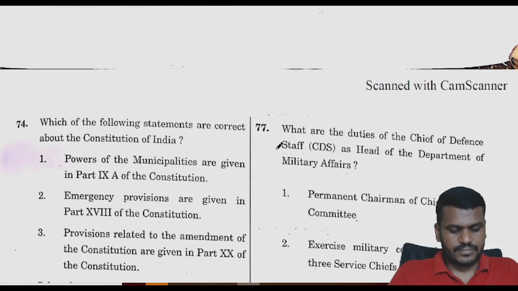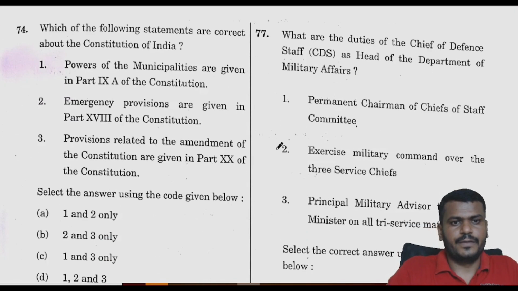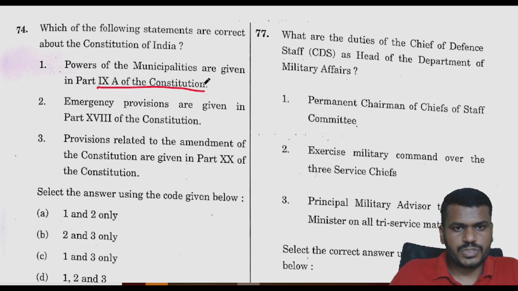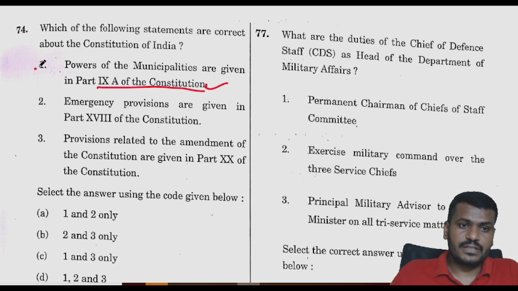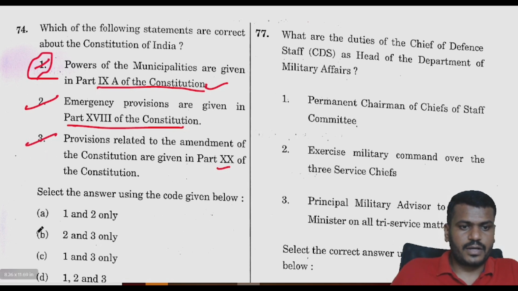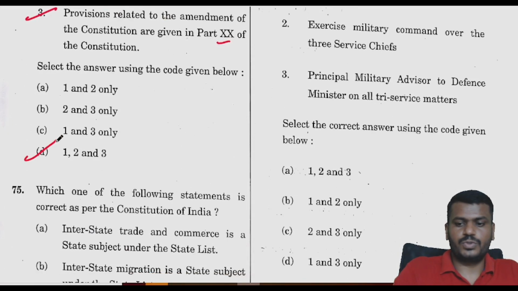Okay, next, 74th question: which of the following statements is correct about the Constitution of India? Powers of the municipalities are given in Part 9A of the Constitution. Yes, this was included after the 73rd and 74th Constitutional Amendment Acts. That is correct. Emergency provisions are given in Part 18 of the Constitution. That is also correct, guys. Provisions related to the amendment of the Constitution are given in Part 20 of the Constitution. All are correct. This is not so tough a question, a factual question guys, and you should get it correct.